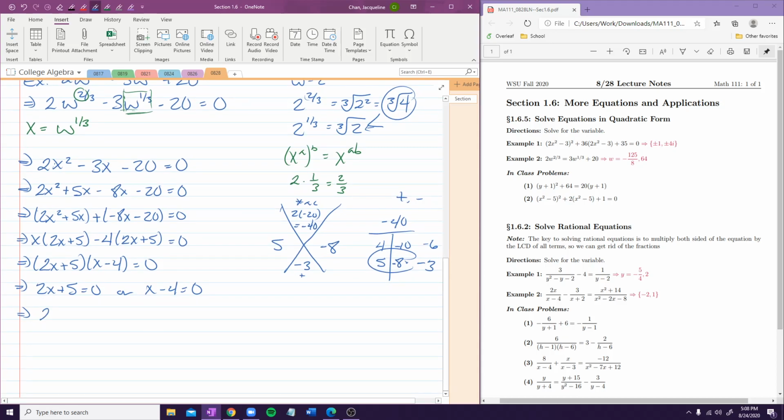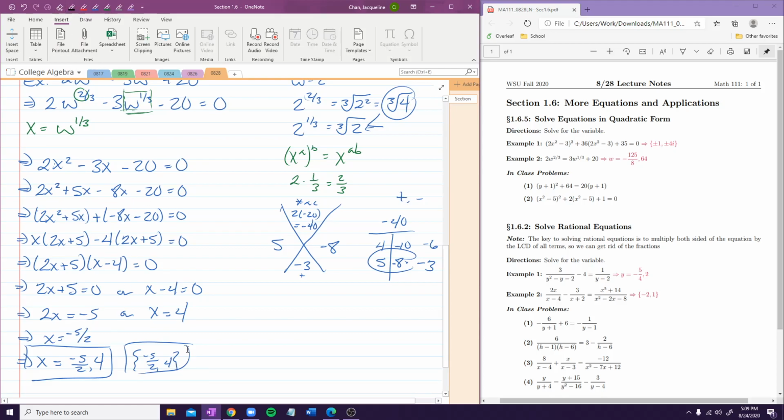So this is going to be 2x is equal to negative 5, and x is equal to negative 5 over 2. Or, when I solve this, x is equal to 4. To make it more neat, call it that. Or you can do the solution set, which is negative 5 over 2 and 4. Oh, shoot. See, guys? I jumped ahead of myself.